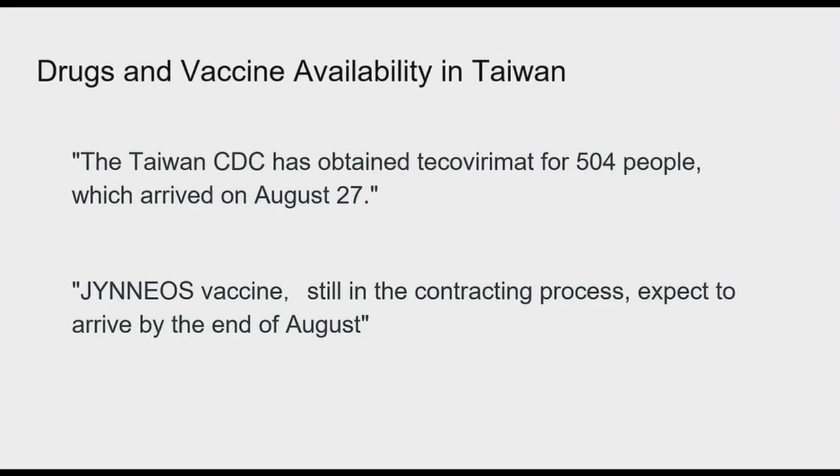For drug and vaccine availability in Taiwan, the Taiwan CDC announced that they have obtained tecovirimat for 504 people, which should arrive on August 27. And for the Genius vaccine, it is still in the contracting process, but it is expected to arrive by the end of August.